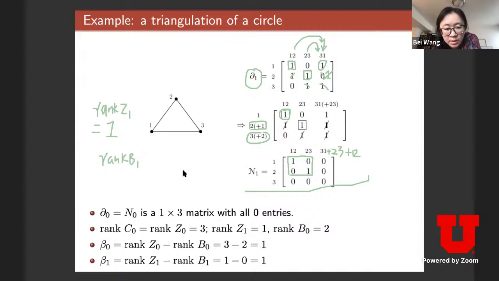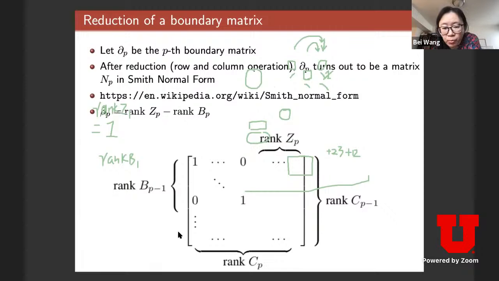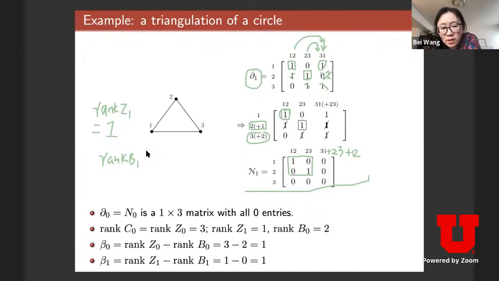okay? So the rank of B1, if you look at the previous slides, in order to get the rank of B1, I need to go through a different dimension, because the rank of B1 has to come from the boundary matrix of one dimension higher. But the interesting thing about this space is that I don't have a triangle, okay? So if I want the rank of B1, I need to look at the boundary matrix sigma 2, right? But that matrix is empty, okay? So the rank of B1 is equal to 0.